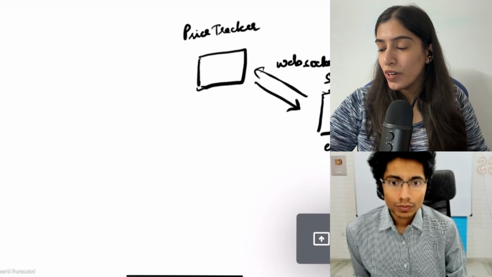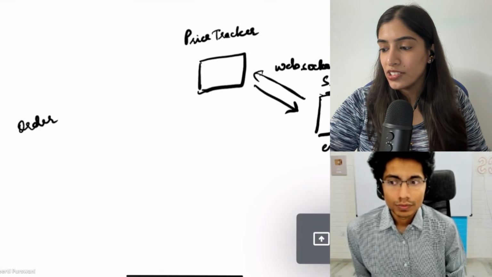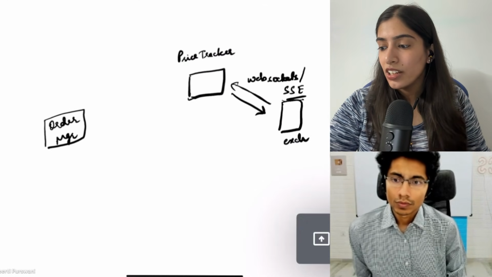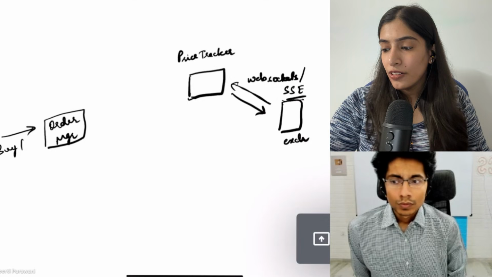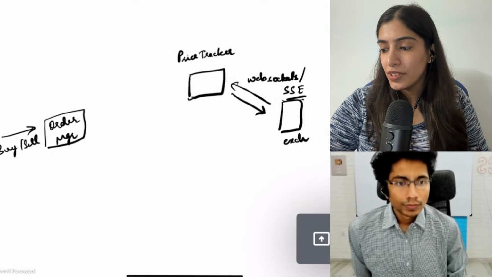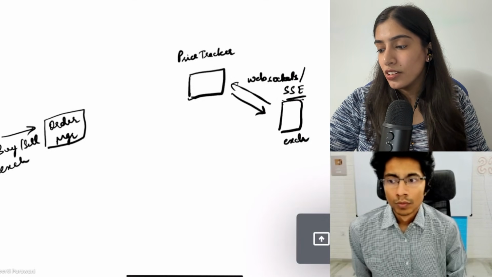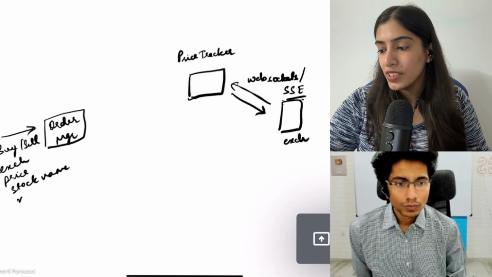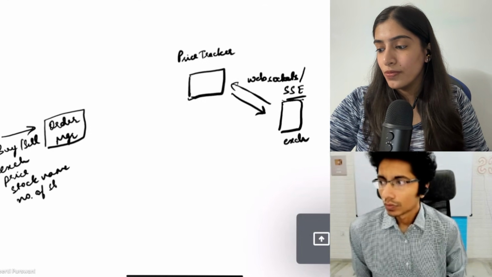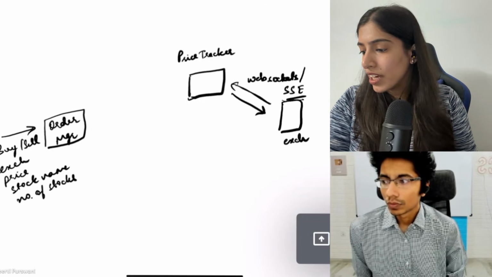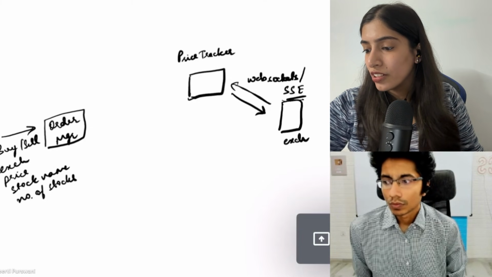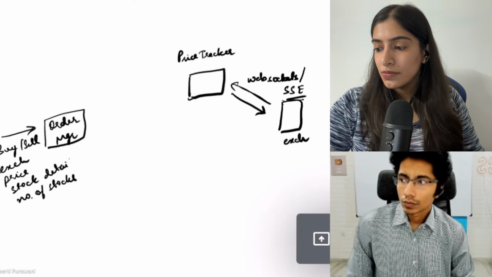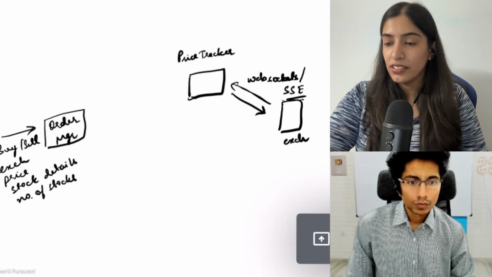So basically there's one that I'm thinking of, order manager. This is the service which is going to receive all the orders, buy or sell. And there's going to be other information like what is the exchange, at what price, what is the stock name, and how many, so basically the number of stocks, and the stock details. So this service is going to get the order.